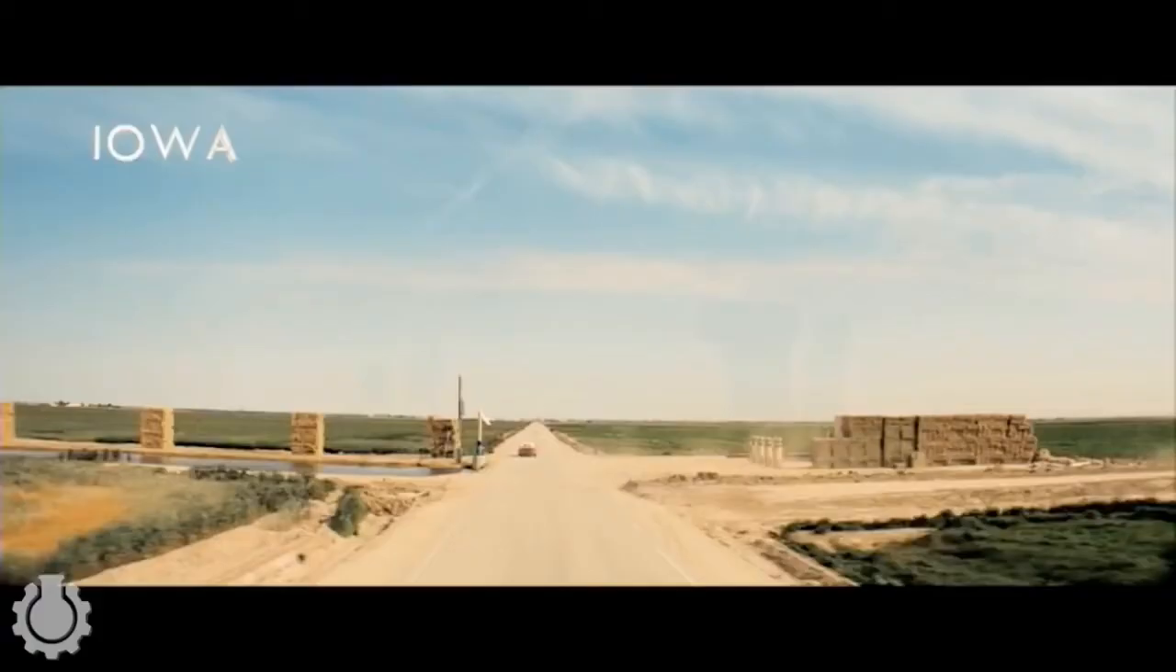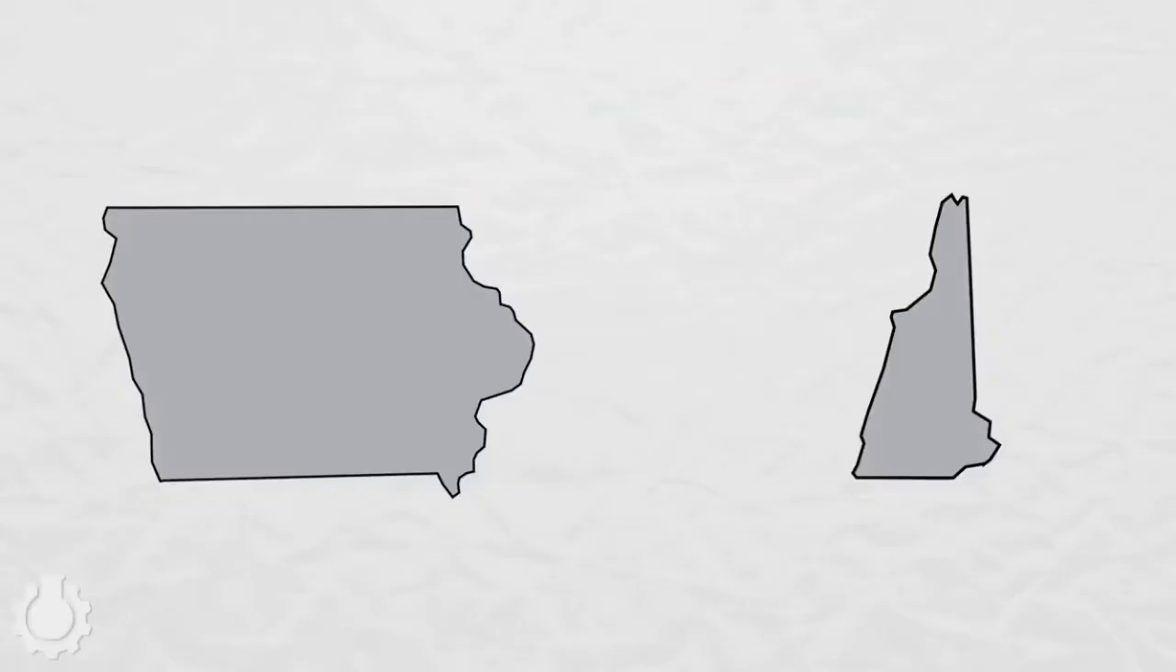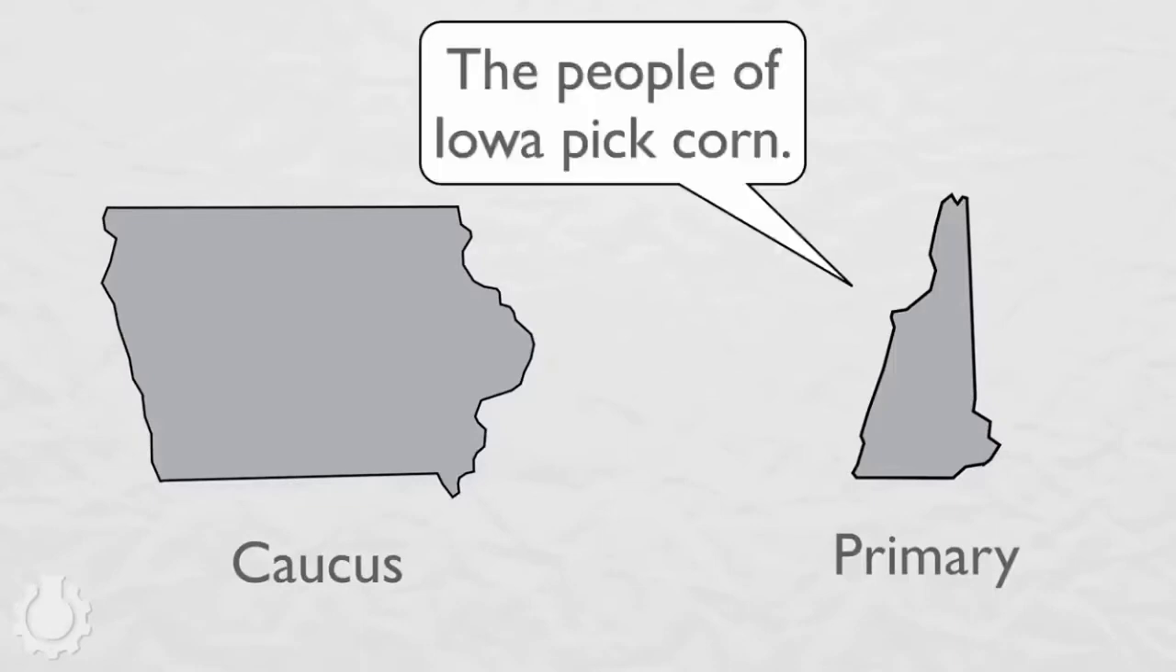But wait, you say, doesn't Iowa already go first? Yes, but New Hampshire lets them get away with it for 2 reasons. First, Iowa's election is a caucus, and so New Hampshire is still technically the first primary, and second, New Hampshire thinks that Iowa is stupid and doesn't matter.